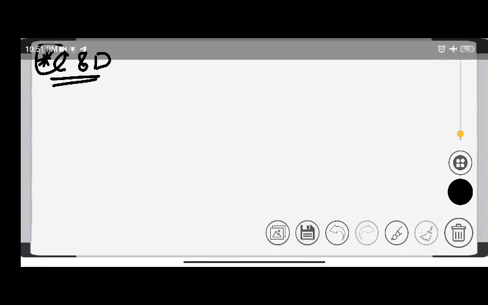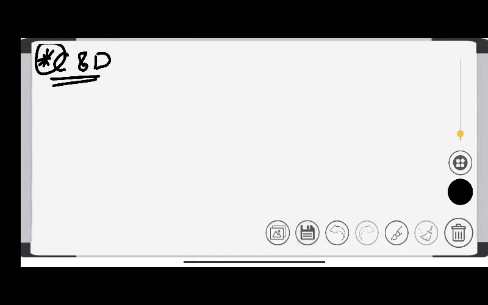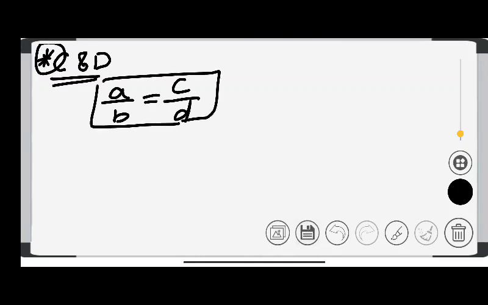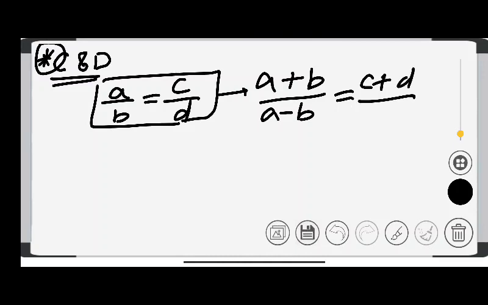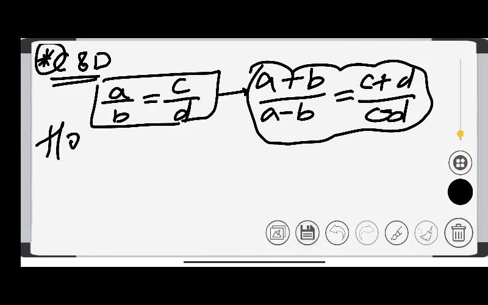You have studied a rule, that is the componendo and dividendo rule. What the rule tells us is, if something is given like this, I would be able to write it as a plus b upon a minus b equals c plus d upon c minus d. This is the componendo and dividendo rule. Let's prove how it came.